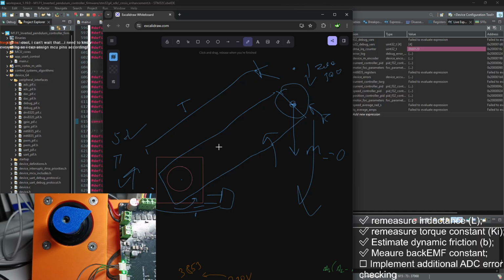Cool, I can't wait. I need to know everything so that I can assign MCU pins accordingly. Sure. You are using my streams as a guide on how to make a motor driver, which is actually probably how it should be used, I guess.